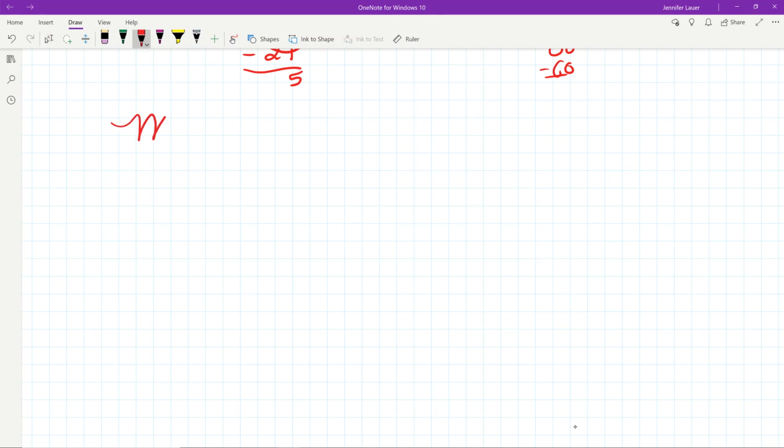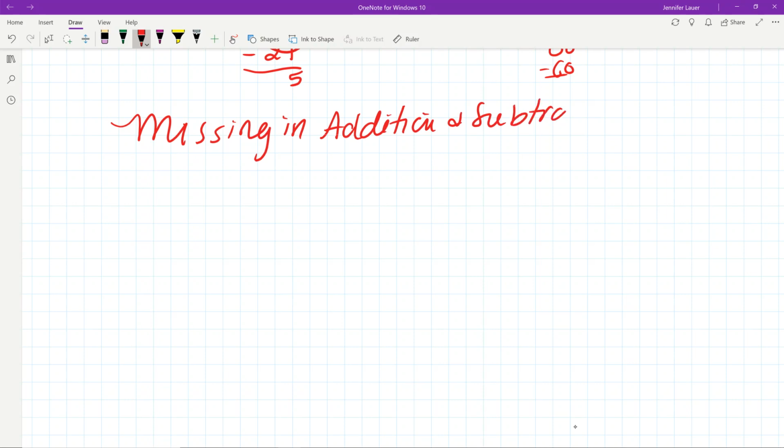Today we're going to be talking about missing numbers in addition and subtraction. So what do I mean by that? Well, this is kind of your start of algebra. Algebra is anytime you replace a number with a variable. A variable is a fancy word for letter in math. So here we have a missing number.